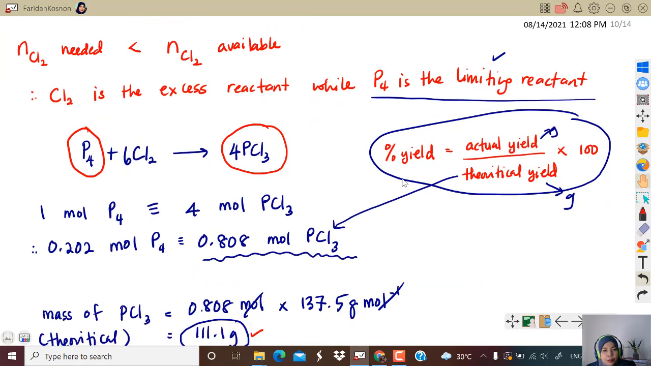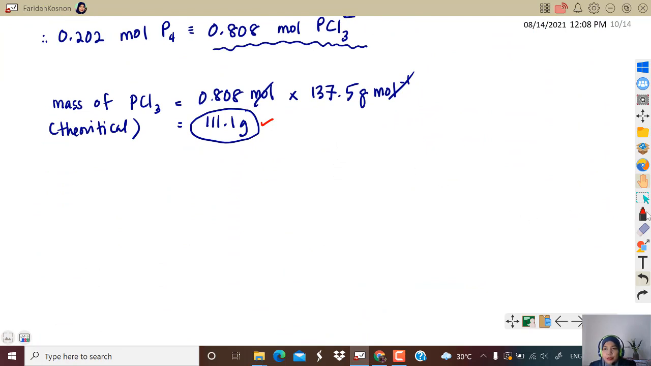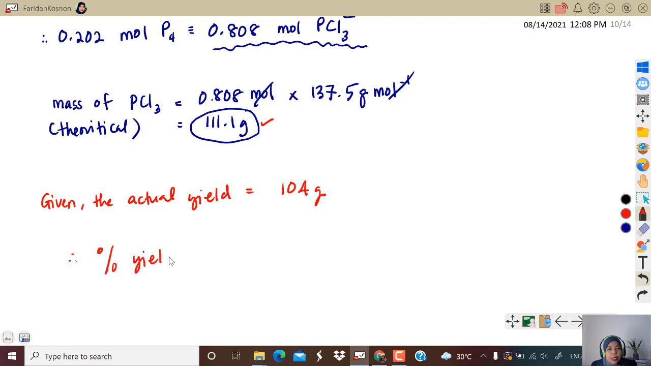Okay. So solve the problems. Kalau rasa susah saya tulis lagi kat sini. Given, the actual yield is 104 gram. Thus percentage yield, okay, yield itu adalah hasil. It is equals to 104 gram. Percentage yield mesti dikira berdasarkan mass, right? Divide by the theoretical yield 111.1 gram, times 100. So sepatutnya you akan dapat lebih kurang.